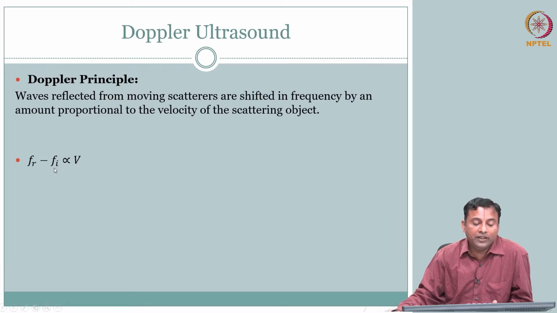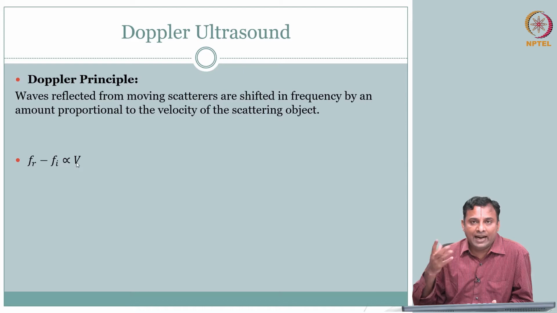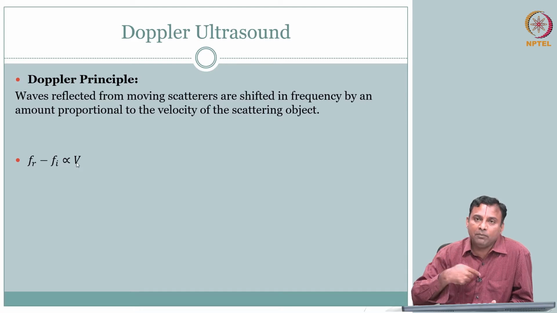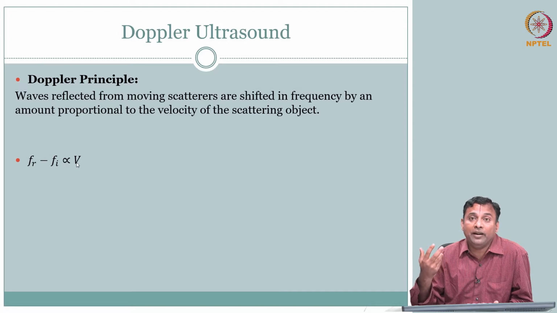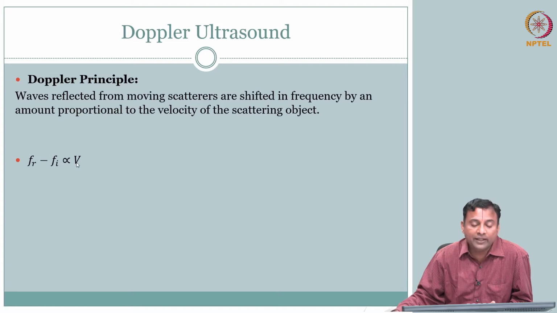So the difference between them is proportional to the velocity, right? If I can measure this, then somehow I can get an idea of an object that is moving with a velocity v. This is cool, right? I can sit outside, send a frequency in, receive a frequency, analyze the frequency and tell that something is moving with a certain velocity. In our case, it is going to be blood mostly. It is a very cool, neat principle that is exploited here.